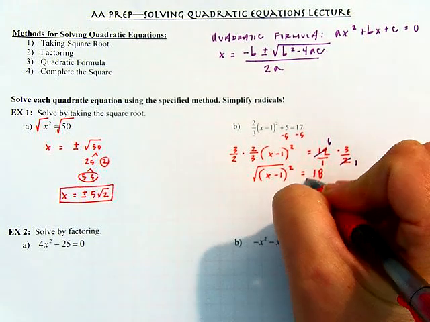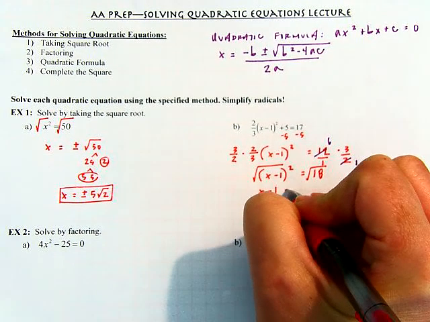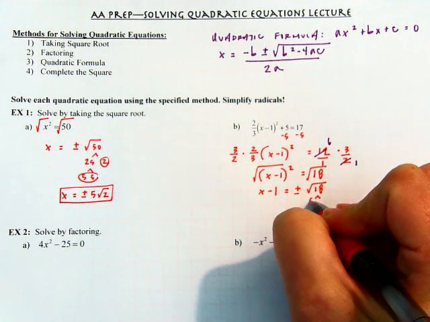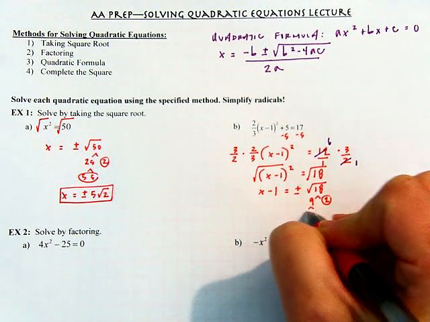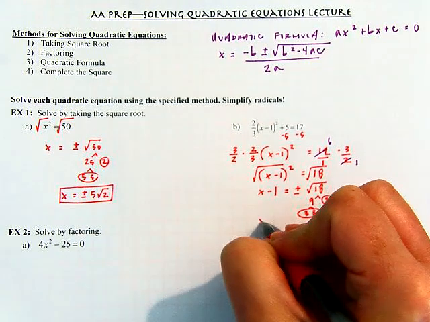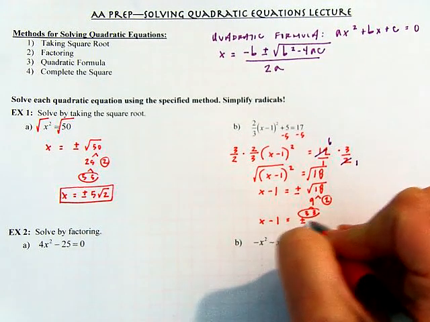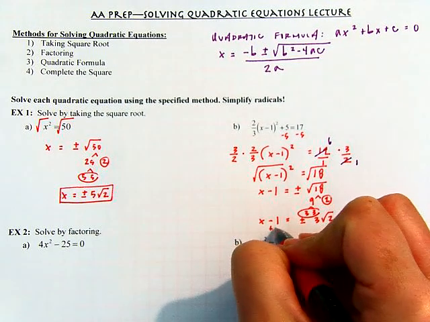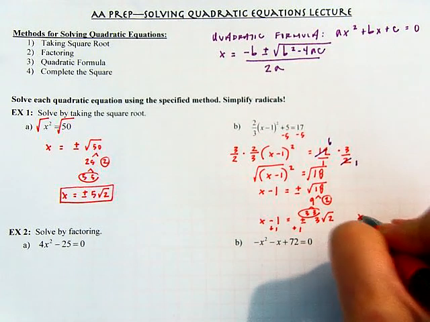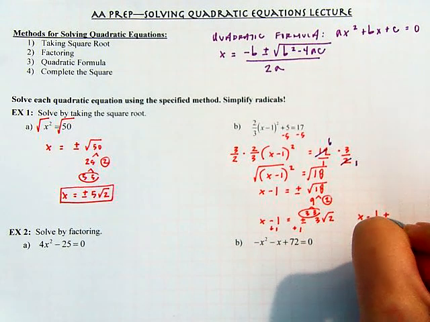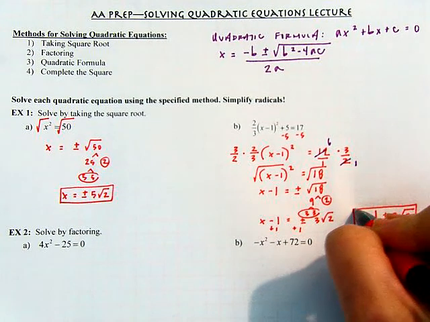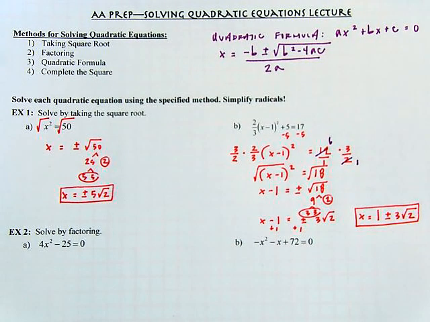So take the square root of each side. I now have x minus 1 equals plus or minus the square root of 18. But the square root of 18 is 9 times 2, so there's a pair of 3s in here. So x minus 1 equals plus or minus 3 square root 2. And then the last thing I need to do is add the 1 to the other side. So x equals 1 plus or minus 3 times the square root of 2. Okay, and that reads as 2 solutions. If you want to write them out separately, that's not a problem.